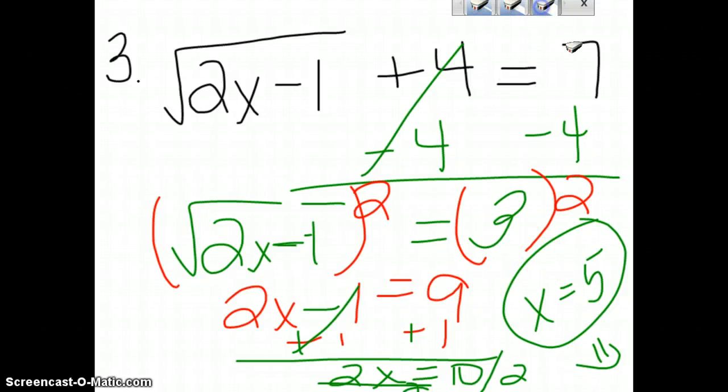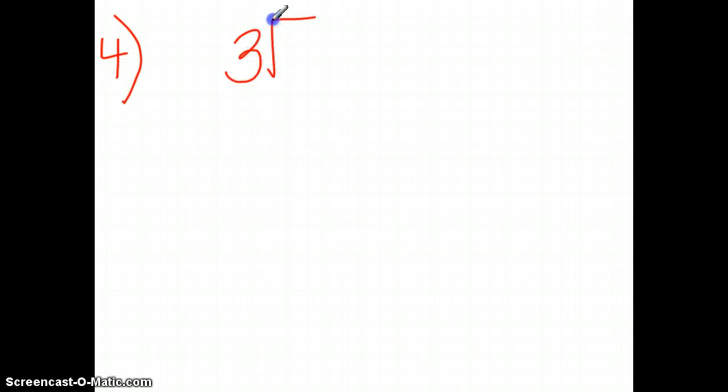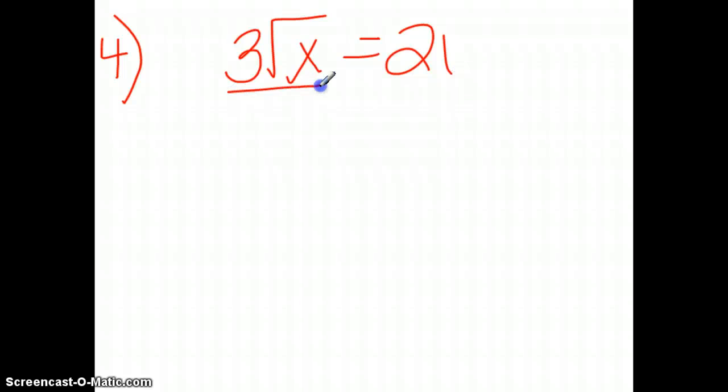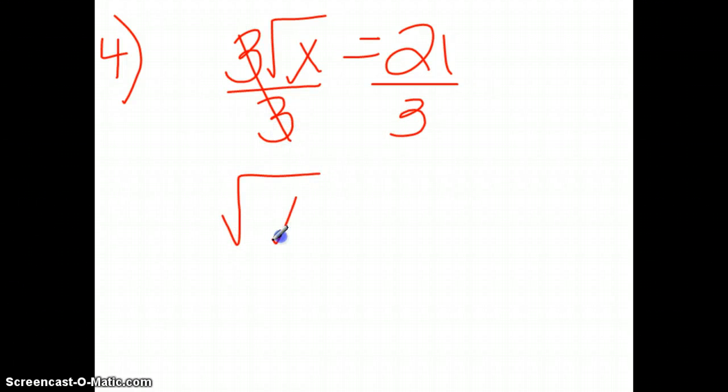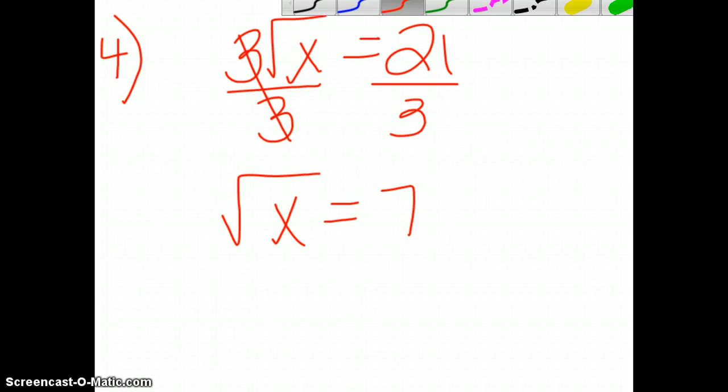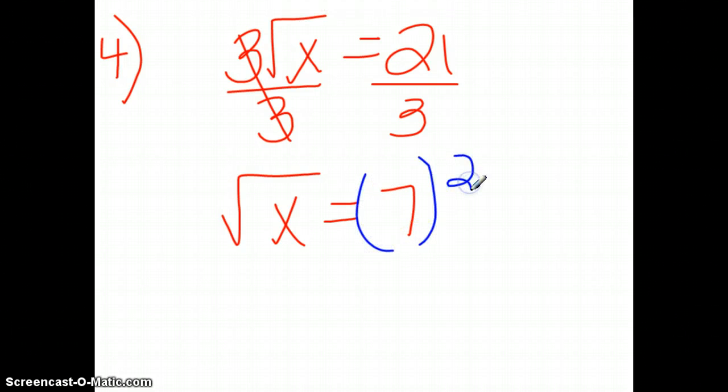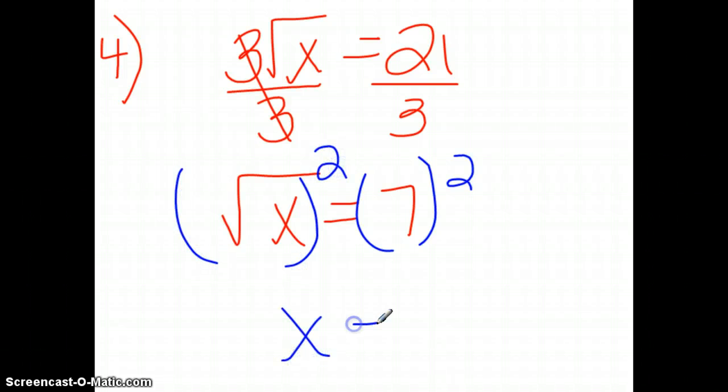Let me erase this. And the last example, example number 4, geez, I do that every time, is 3 root x equals 21. What's happening to the root x right now? If you said multiplied by 3, you're awesome. So the opposite of multiplying by 3 is? Good, you're going to divide both sides by 3. And you get root x equals 7, and then that's just easy to square both sides. And you get x equals 49.